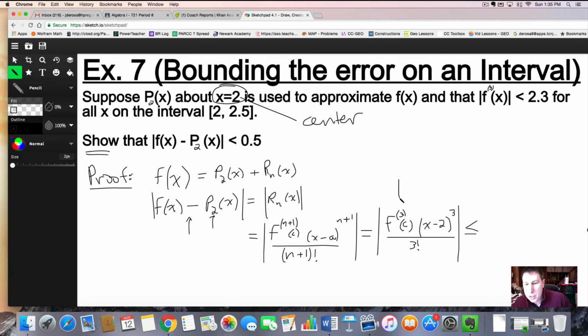Perhaps you're seeing how to bound the third derivative of f at c. Even though we don't know what c is, we know that c lives between x and a. We don't know what x is, but we know it's on the interval 2 to 2.5. That's what we're talking about. And where a is 2. So the c has to be some number between 2 and 2.5.